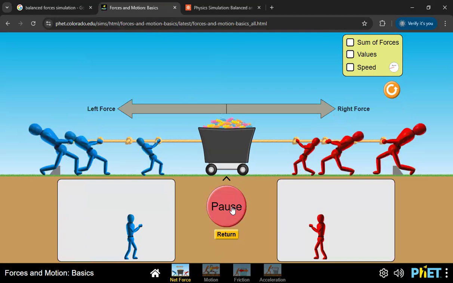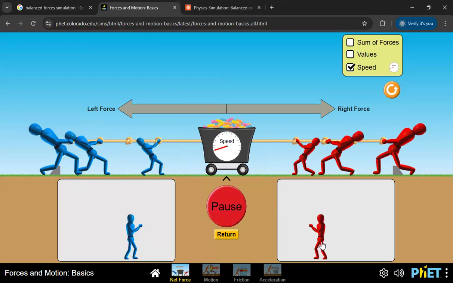It's not moving. That means the forces are balanced. Is this clear? I have shown you both conditions. Either the object will move at the same speed, or it will be at rest. Either the object will be at rest or move with the same speed, right?